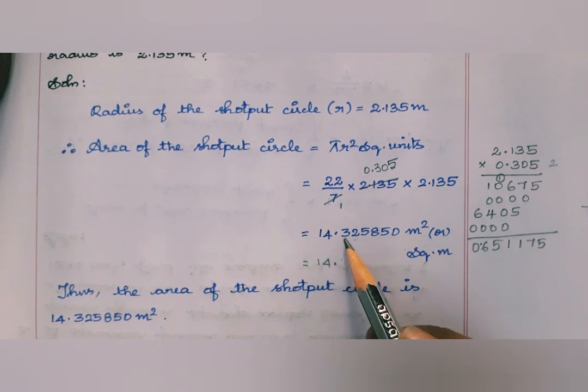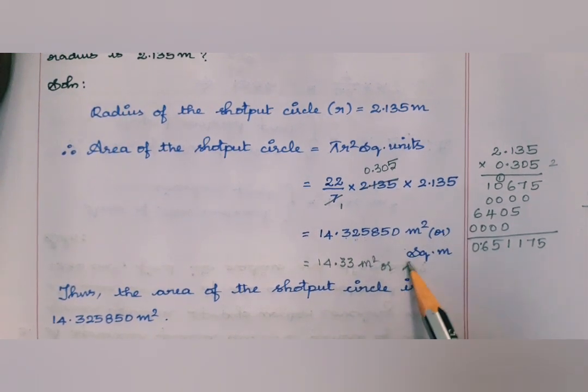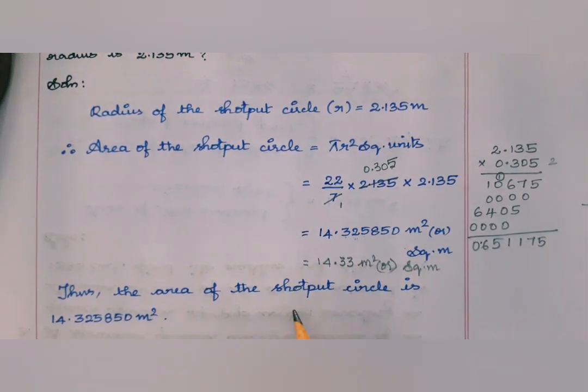Okay, so now 14.32. I want 2 decimals, and the third decimal is 5, so I will add 1. Therefore the answer will be 14.33 meter square, or square meter. Okay, clear? Yes. Thus the area of the shot put circle is 14.325850 meter square. Clear? Yes.